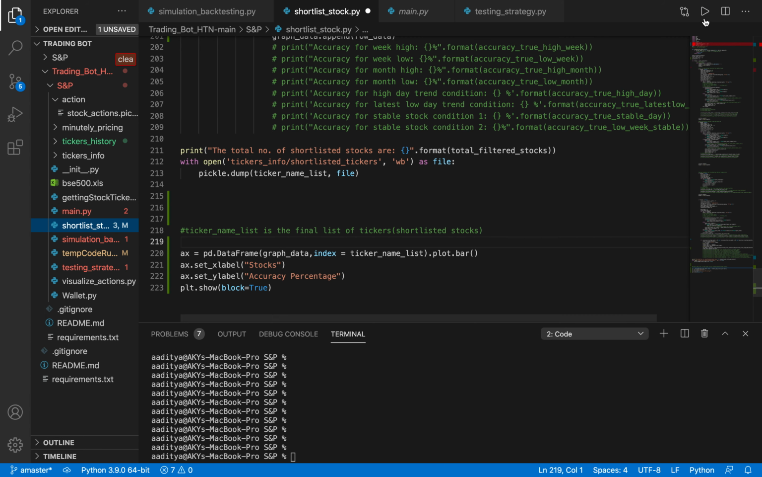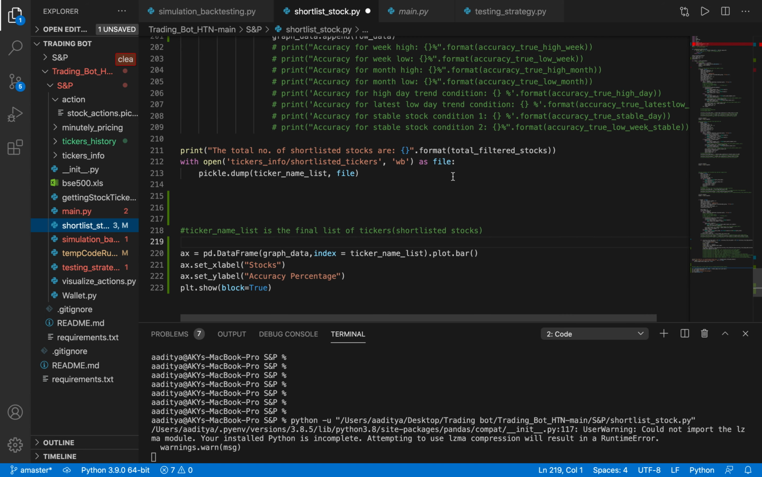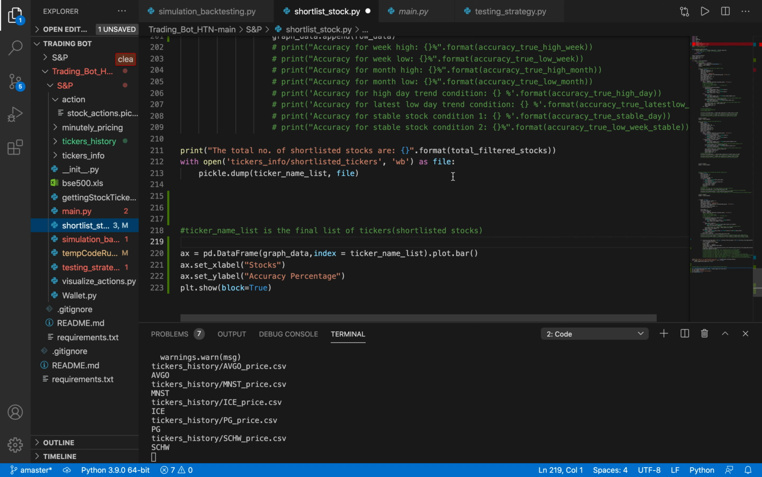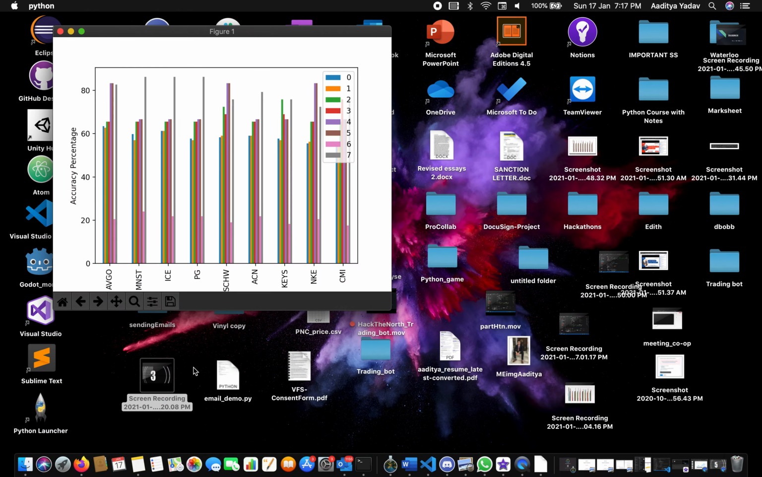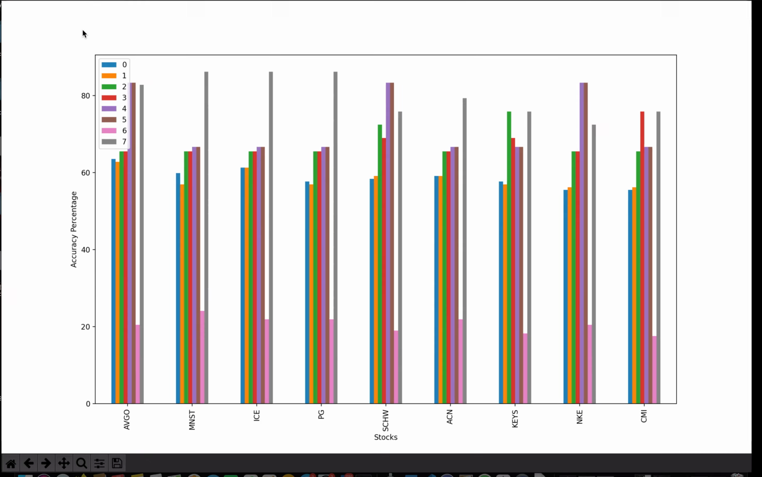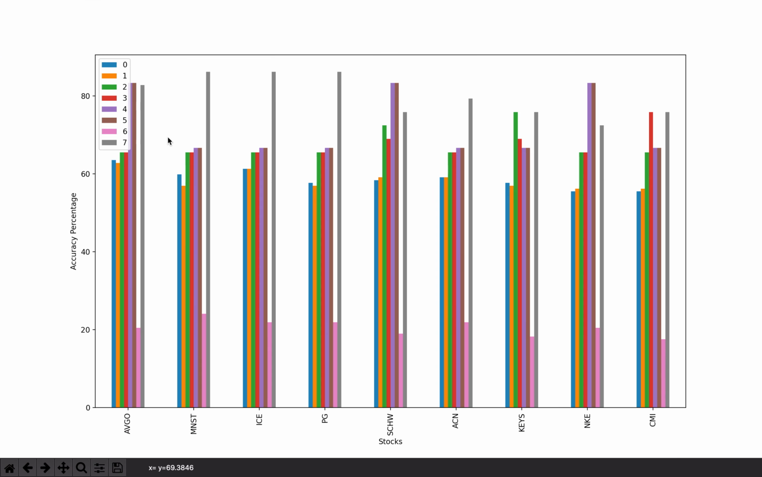If we ran the shortlist_stock.py file, we got the name of the 9 stocks that met our conditions, and then a graph was generated to show us the accuracy. The first two bars are for the daily uptrend condition, the next two bars are for the weekly uptrend conditions, the next two ones are for the monthly uptrend conditions, and the last two ones are to test for our stable stock conditions that we set.